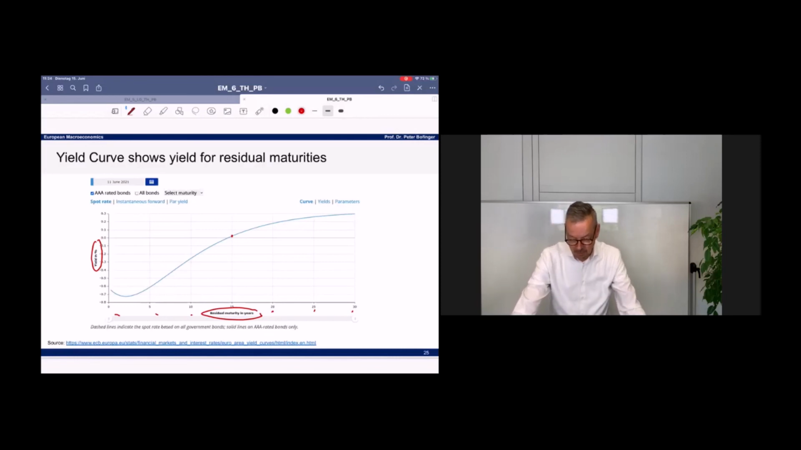And so the yield curve always presents a situation on one day or in one month. And it's a very, very informative way to show this relation between yields and maturity. Okay, so far for today, are there any questions?